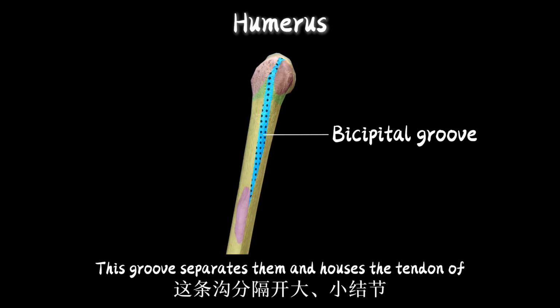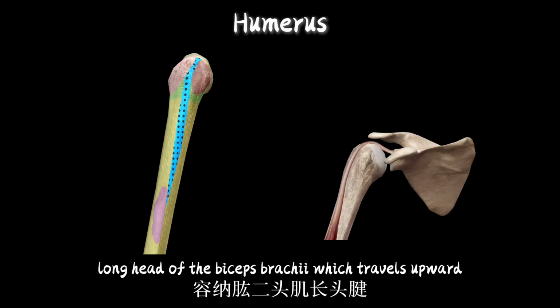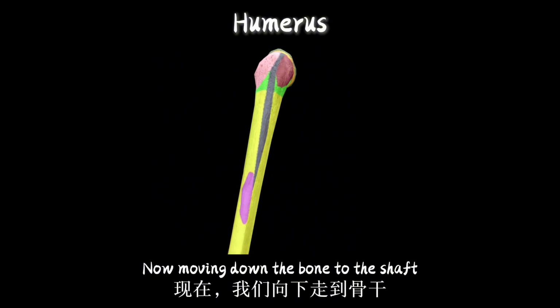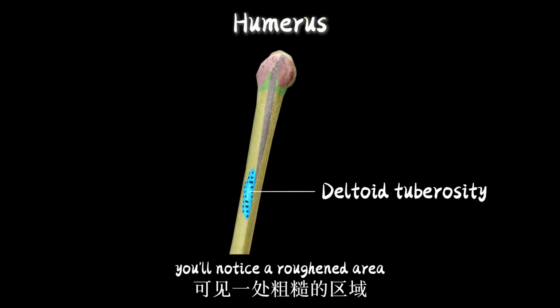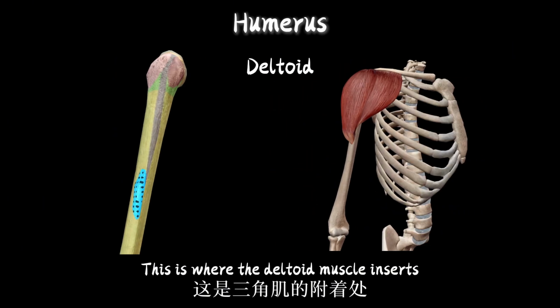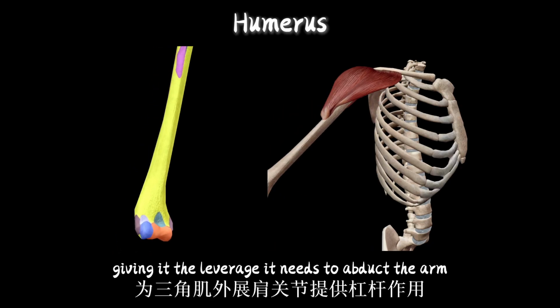This groove separates them and houses the tendon of the long head of the biceps brachii, which travels upward toward the supraglenoid tubercle of the scapula. Now moving down the bone to the shaft. Along the lateral surface near the midshaft, you'll notice a roughened area known as the deltoid tuberosity. This is where the deltoid muscle inserts, giving it the leverage it needs to abduct the arm.